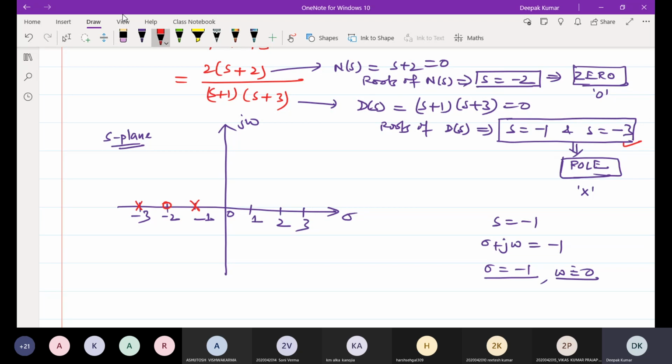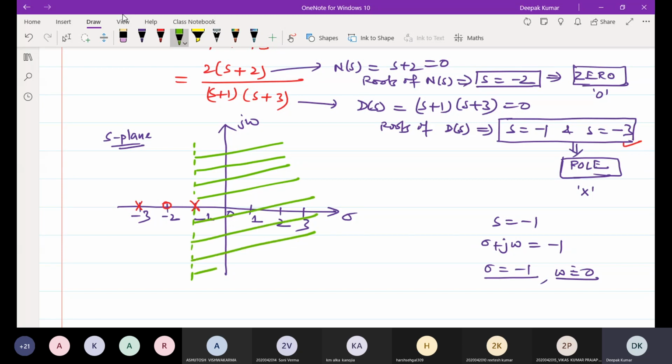So in this complex plane, the pole and zero are located like this. Now the region of convergence is what? Real s greater than -1, means starting from -1 and greater, all the values from -1 to infinity. This is the region of convergence. So here you can see the region of convergence will not contain any pole.